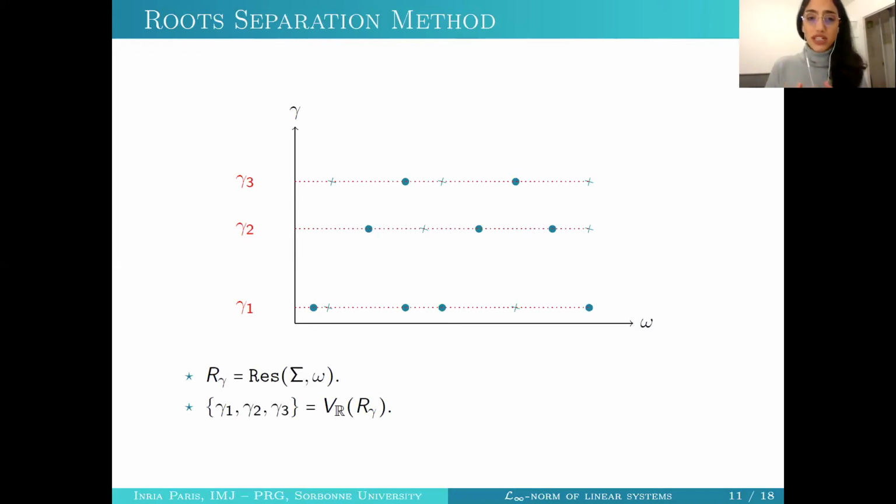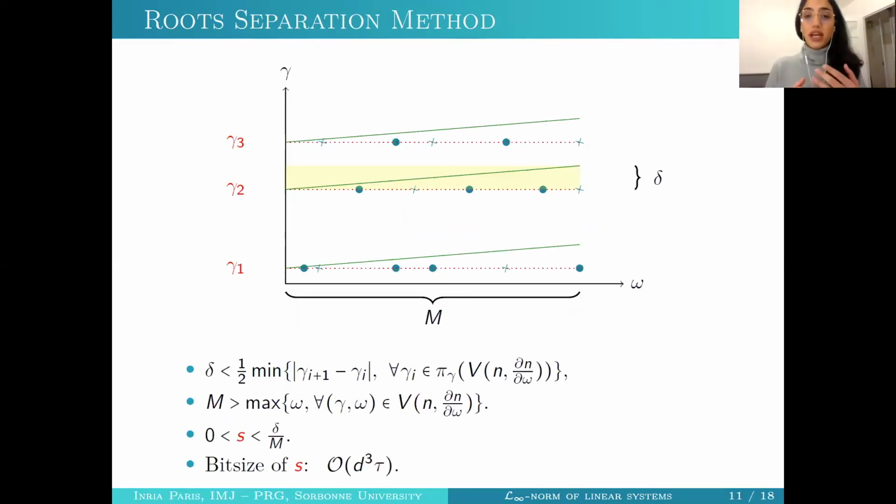Here the blue dots consist of the real solutions of the system, and the blue crosses are the complex ones. Next, we compute the real values. Delta is the separating bound of the polynomial R gamma. M is the measure of the polynomial that embodies the omega projection of the system solutions. So S, which will be the slope of the linear shearing map, will be simply less than delta over M. But here S is of high size, which is in the order of D^3 tau.